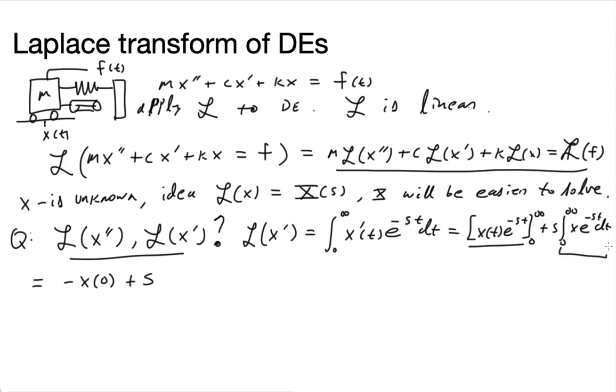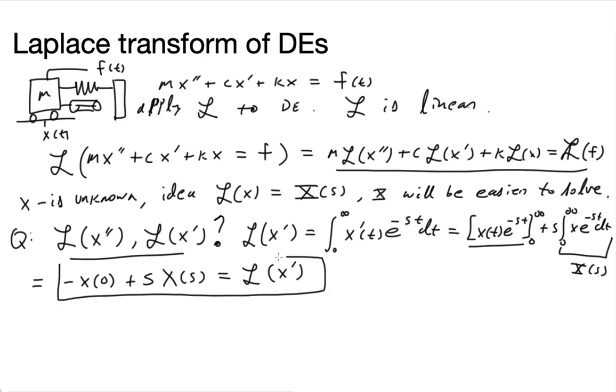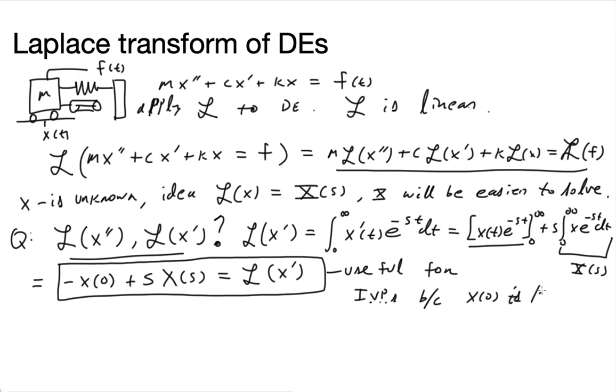And if I look at this object right there, that's actually just the Laplace transform of x. So I can write it like that. So that equals the Laplace transform of x prime, and I can box that up. That's my final answer for that. And this is actually very useful for initial value problems, because x naught, or x of 0, is known.